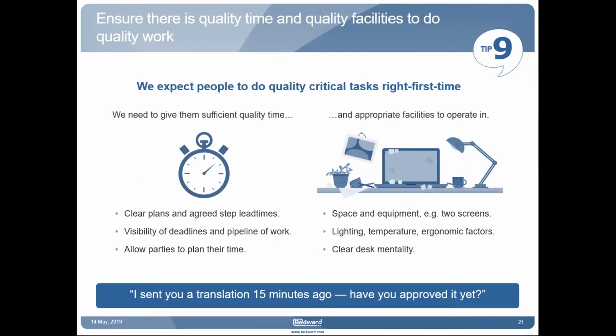Nearly finished on tips. Tip 9, give people time and give them appropriate facilities. If you want people to do quality critical work, give them the time and give them quiet space where they can go and do that activity. And I hear so many times the strapline along the bottom of this: I sent you a document for approval 15 minutes ago, you've not approved it yet, what's going on? That's not fair. If you can't plan, don't blame somebody else. Make sure that people have got the time to do the things that they need to do.